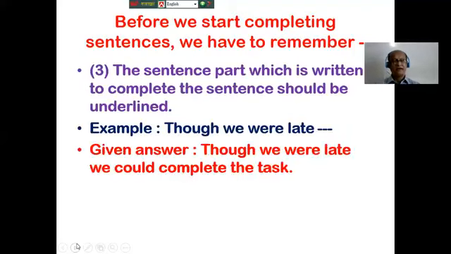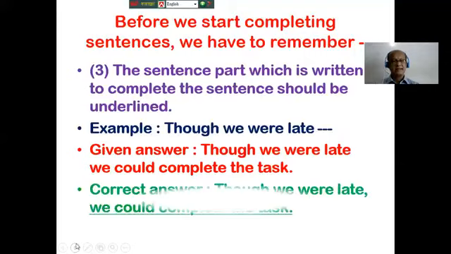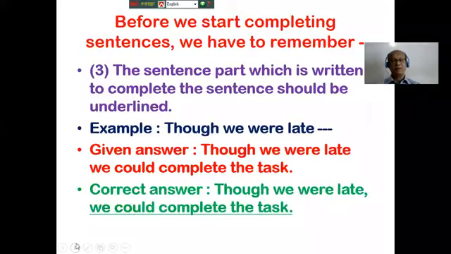Usually we find your answer as: though we were late we could complete the task. No underline, no comma. The correct answer should be: though we were late, comma, we could complete the task. We have already shown it in the previous example. Now, what about problem number 4?